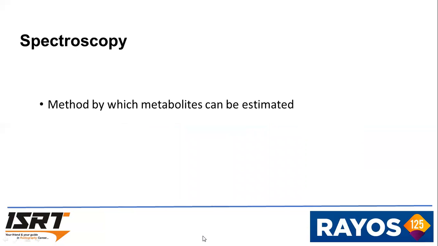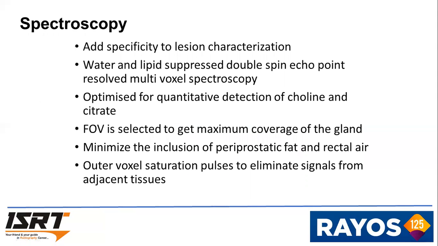Now coming to spectroscopy. It is a method by which metabolites can be estimated. It adds specificity to lesion characterization. Water and lipid suppressed double spin echo point resolved multivoxel spectroscopy is taken. It is optimized for quantitative detection of choline and citrate.